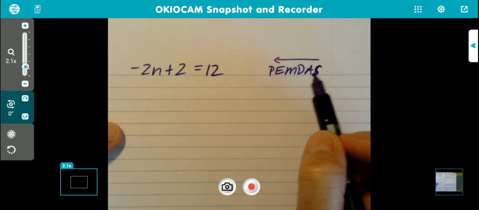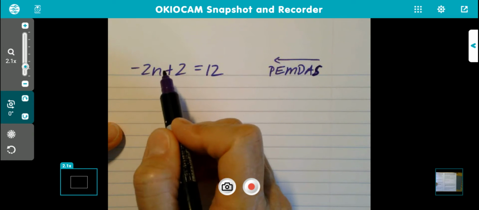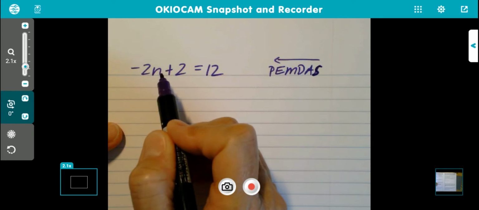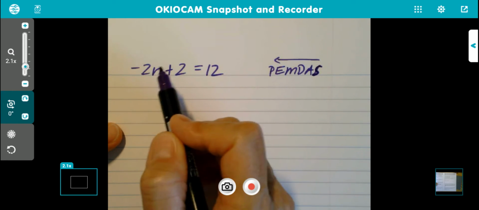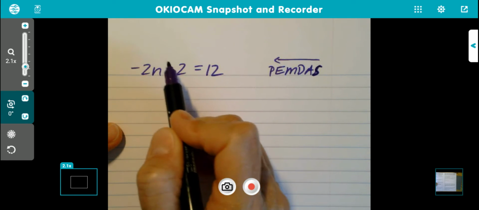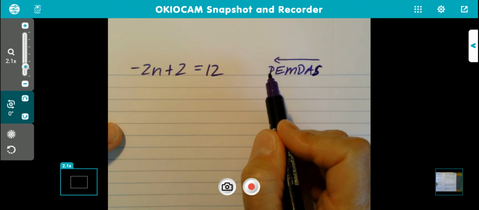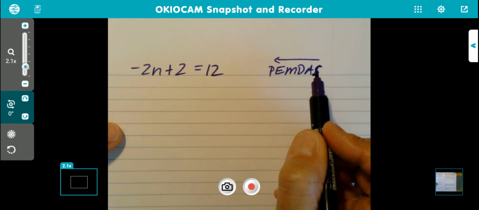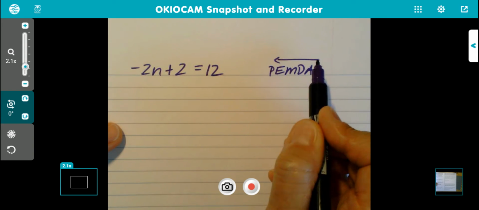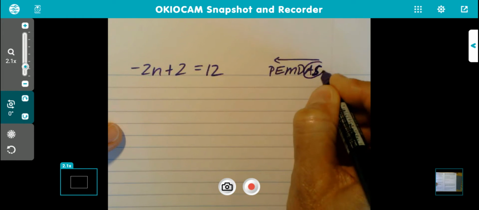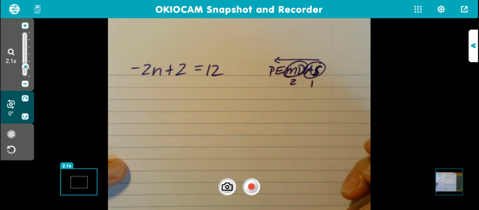Okay, here we go. When you're solving a two-step equation, the variable is wrapped up in other operations. For example, this n is wrapped up in being multiplied by -2. It's also being added by 2. Normally, you do the order of operations this way, but when you're trying to unwrap a variable and find out what it is, you want to do the order of operations backwards. That means you want to undo addition and subtraction first, and then you want to undo multiplication and division.